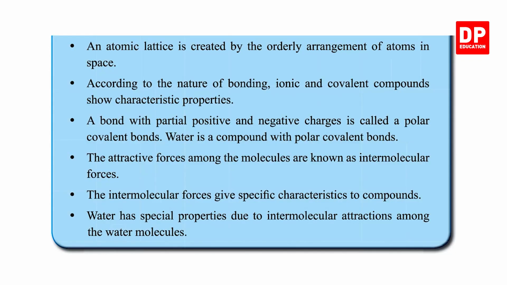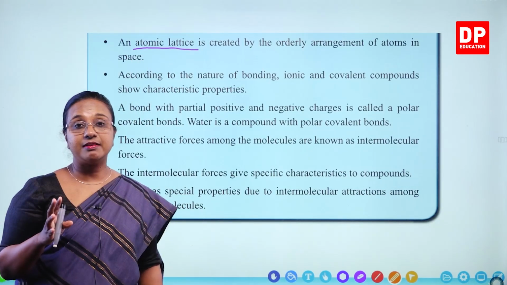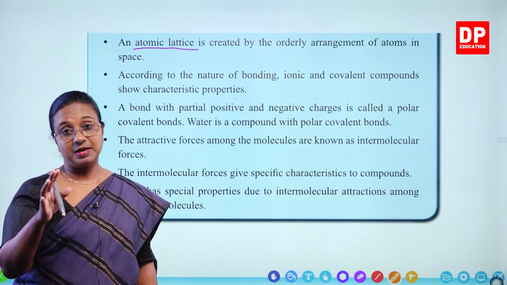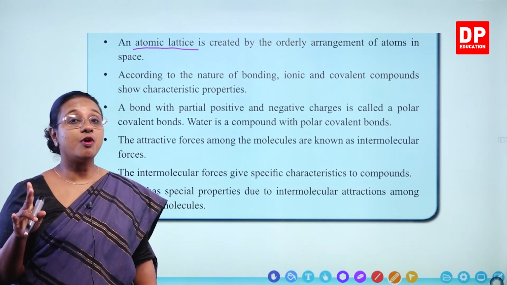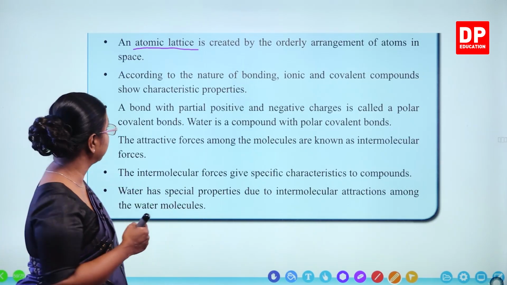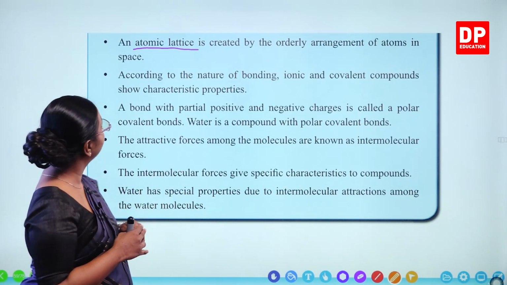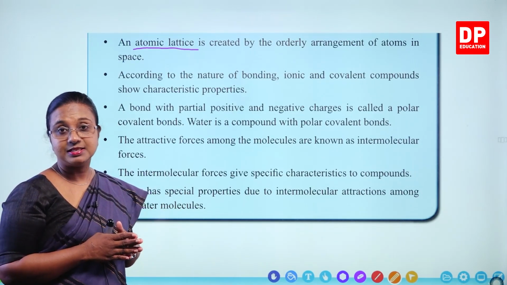An atomic lattice is created by the orderly arrangement of atoms in space. So here is another type of lattice, the atomic lattice. You all can remember diamond and graphite, the two allotropes of carbon. There are many allotropes, but these two exist in the form of atomic lattices. Therefore, they have special properties. According to the nature of bonding, ionic and covalent compounds show characteristic properties. That is what we discussed a while ago.